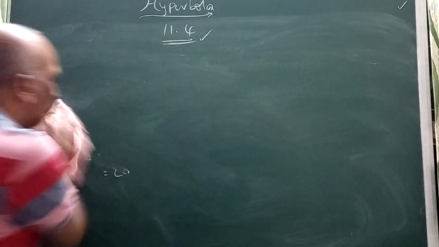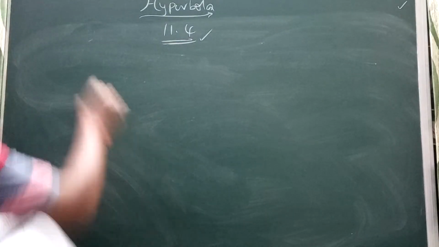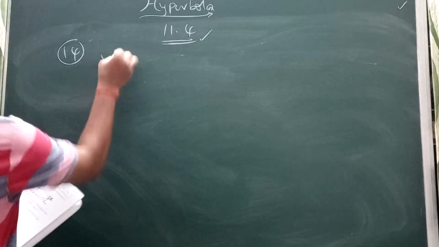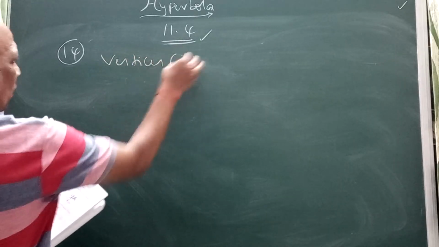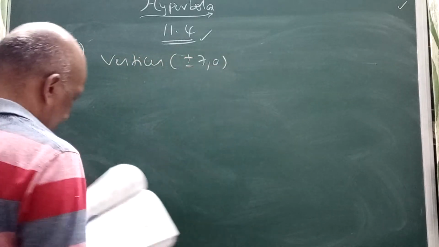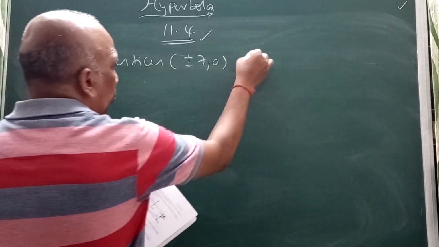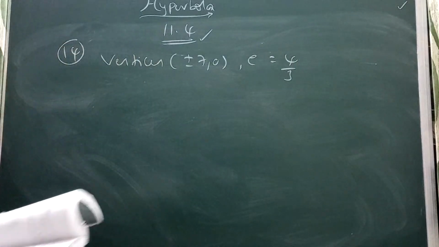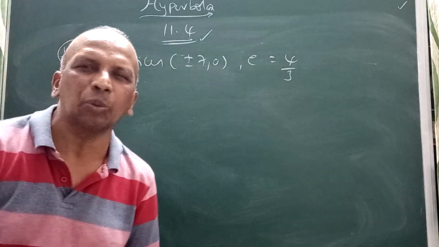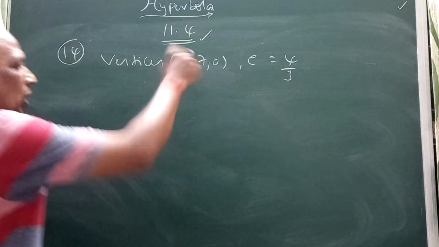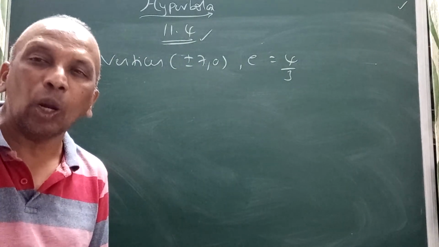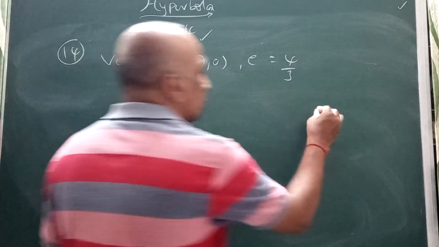14th one. When I am doing 14th one, just look at 14th one. What is this? Plus or minus 7 comma 0. E is equal to 4 by 3 is given. What is this plus or minus 7 comma 0? Definitely the transverse axis is along the x-axis, because we know this is a hyperbola, right?